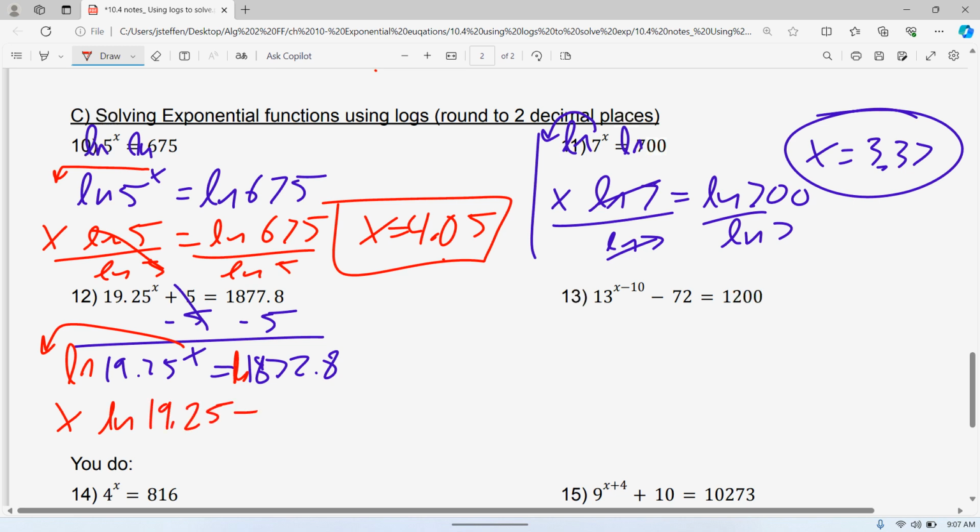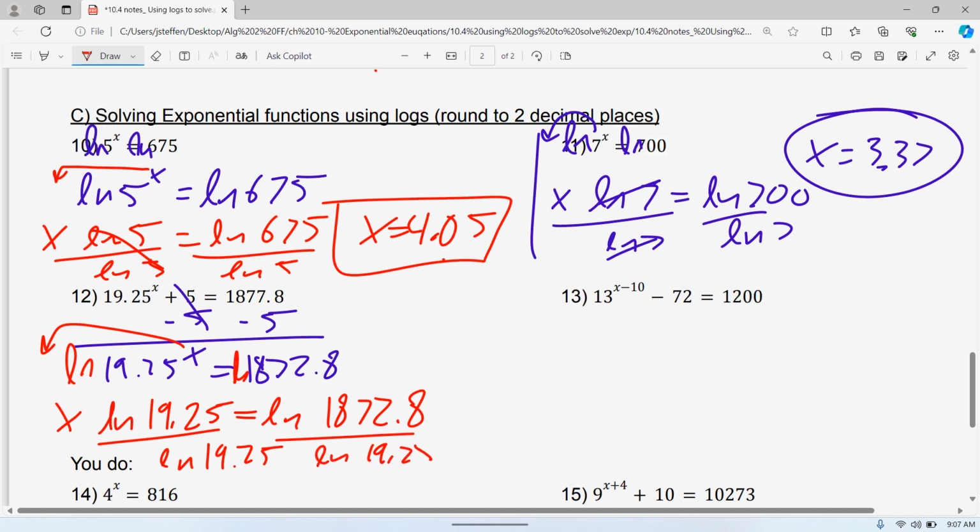Natural log of 2.8. And again, just like the last one, divide both sides by the natural log of 19.25. So, natural log of 1872.8 divided by the natural log of 19.25. 2.55 is your answer for that one.